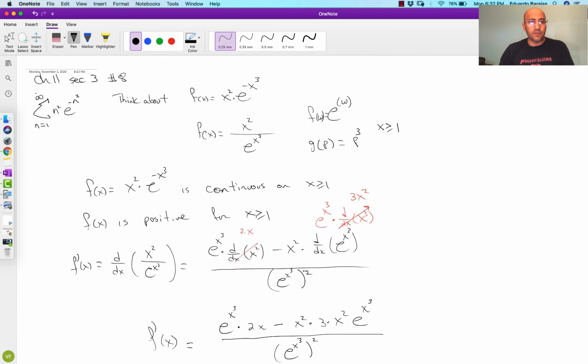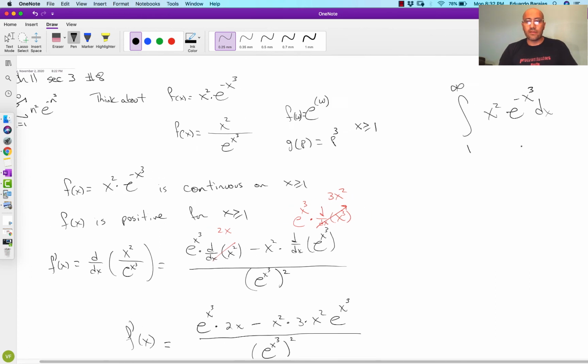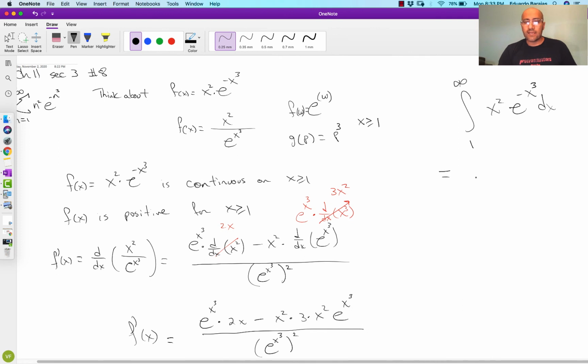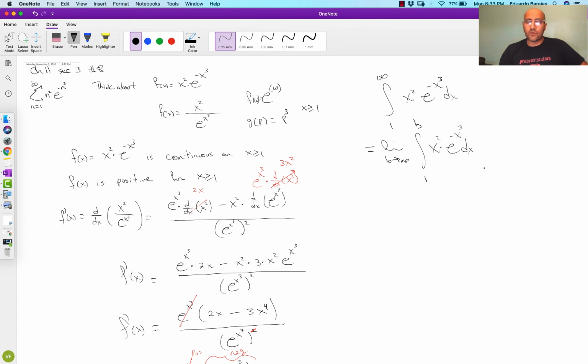Hopefully that part's easy. Okay, so back to this guy. We want to find the integral from 1 to infinity of x squared e to the negative x cubed dx. Okay, so to find that integral, we're going to say that that's actually equal to the limit as b goes to infinity of the integral from 1 to b of x squared times e to the negative x cubed dx.